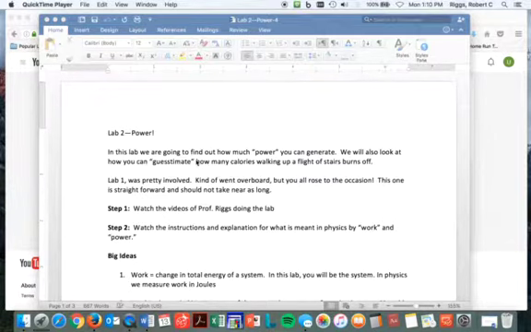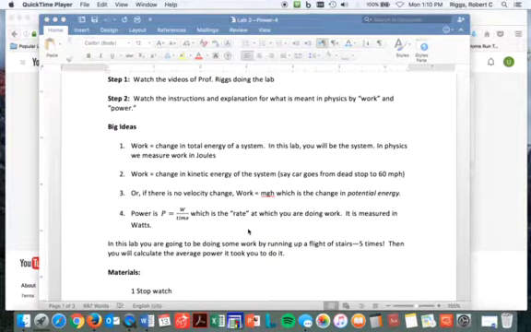It seems like this is taking me forever to get done. But in this lab, we're going to find out how much power we generate. In the first 2 videos, you saw how we measured the stairs and how we measured our time running up there. Here are the big ideas behind this. Work is the change in kinetic energy of the system.